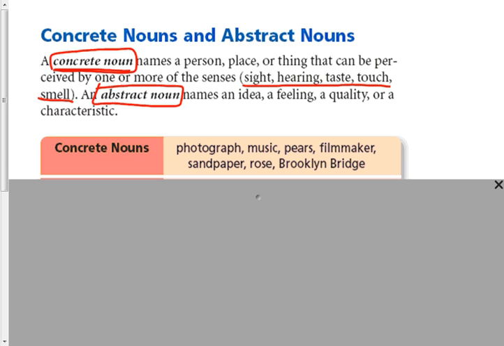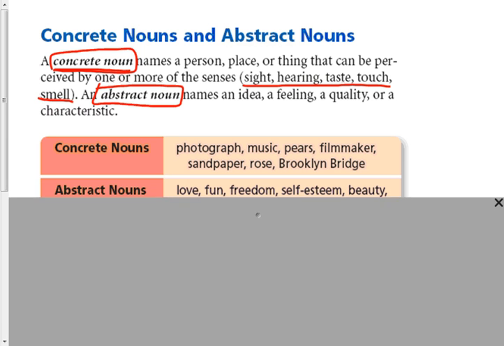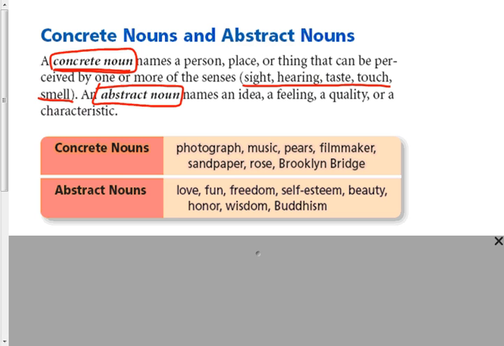Examples. Concrete nouns: photograph, music, pears, filmmaker, sandpaper, rose, Brooklyn Bridge. All these are things that you can either see, hear, taste, touch, or smell. But these are abstract nouns: love, fun, freedom, self-esteem, beauty, honor, wisdom, Buddhism. So they're more ideas or feelings, emotions, even religion. Any religion, that's an abstract noun because you can't technically see it or hear it.